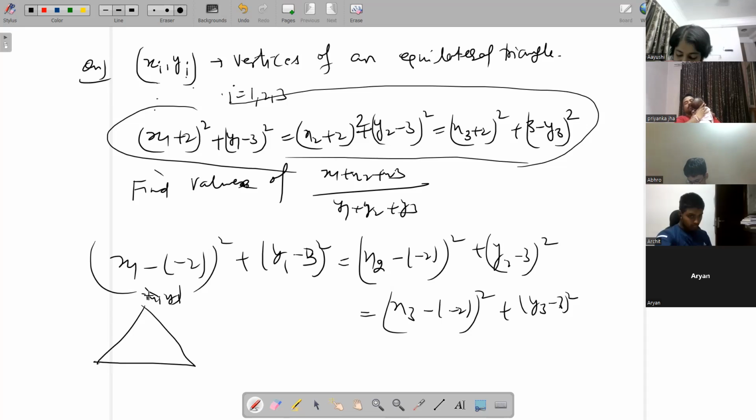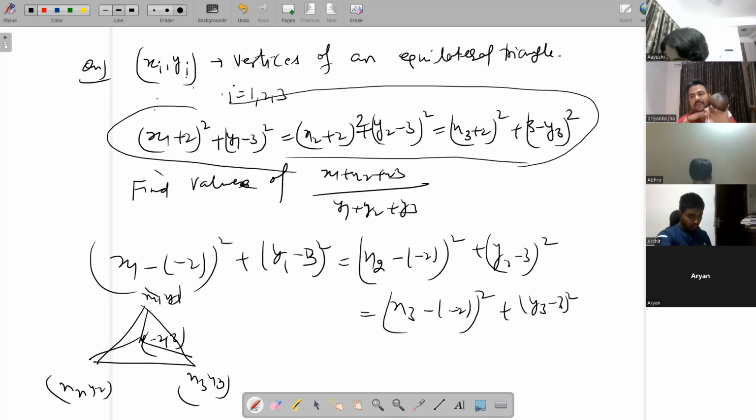Now this will be x2, y2 and x3, y3. Look at this expression. Suppose I assume minus 2 comma 3 as circumcenter, so I can say that this distance and this are equal, all are equal, right? So minus 2 comma 3 is your circumcenter, and this is saying that this is an equilateral triangle, so all centers will be the same.